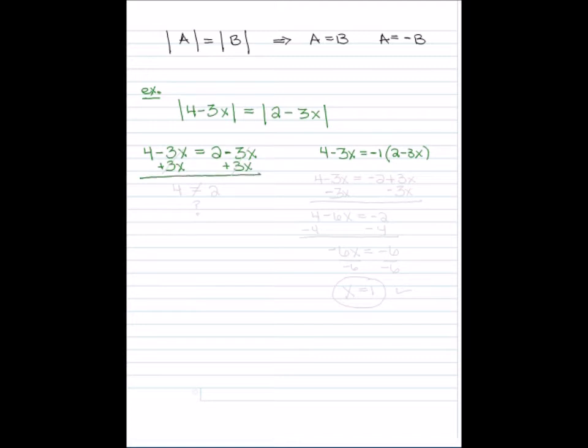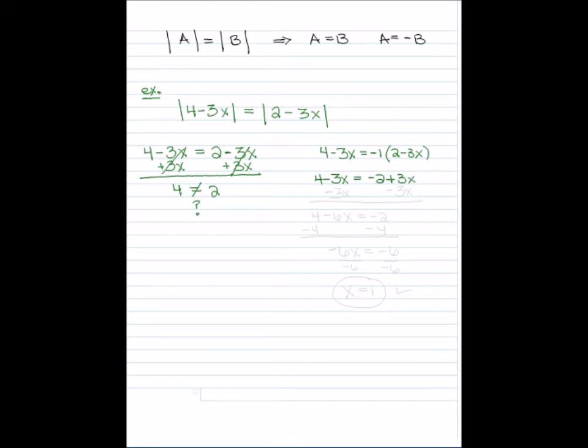I add 3x to both sides, and then something weird just happened. Both of my variables canceled out, and I end up getting 4 is equal to 2. Now 4 can never be equal to 2, so I don't have a solution for that left-hand side, which is okay. Now on the other side, I'm going to distribute the -1.